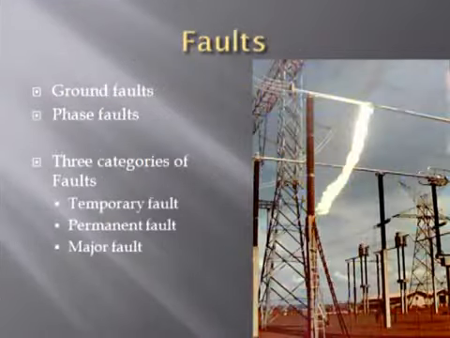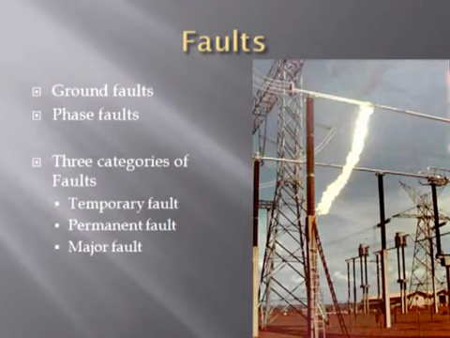What are faults? A path for the flow of current other than the load is called a fault. There are two types of faults: ground fault and phase fault. When the path is between line and ground, it is said to be a ground fault. When the fault is between two lines, it is called a phase fault.